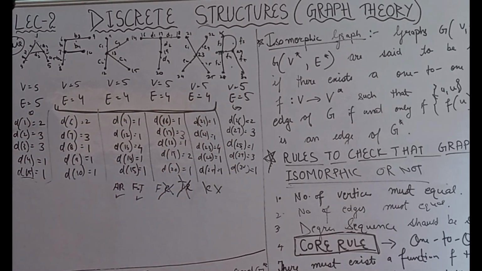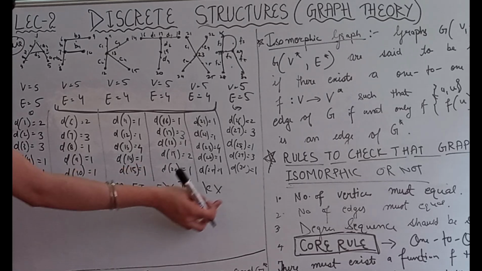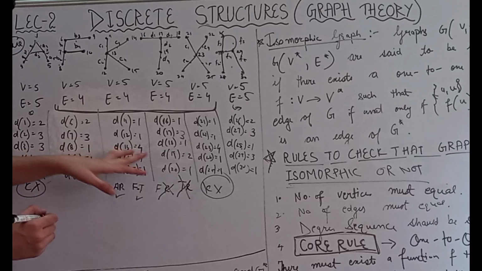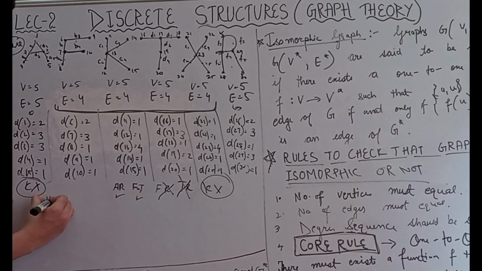We'll reject the pairs which do not have equal edges or vertices, so these pairs are cancelled. So we'll only be left with the K and X pair. So let's check for the K and X graphs. Here 11 will correspond to 21. 12 will correspond, these and these I have written. 13 will correspond to 23. 14 will correspond to 24 and 15 will correspond to 25.